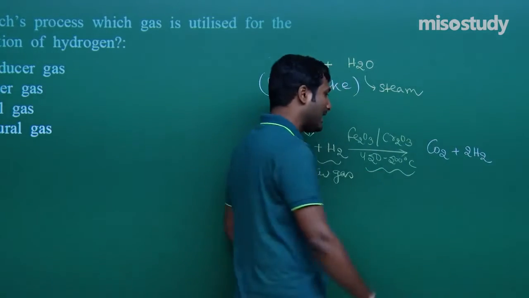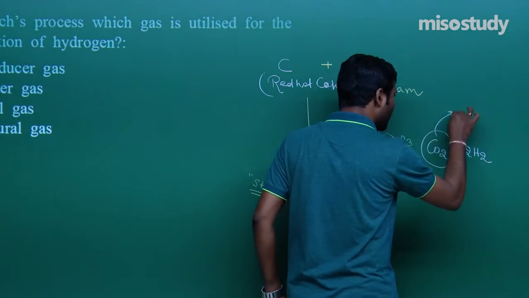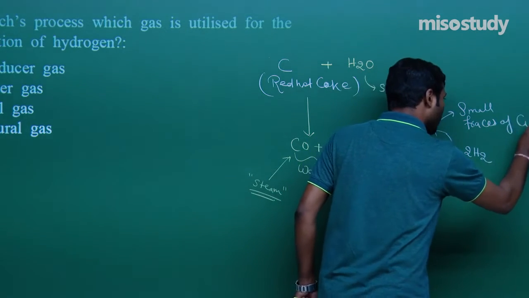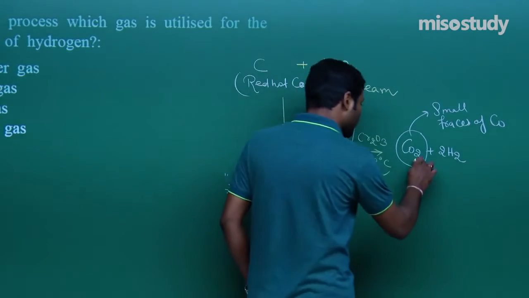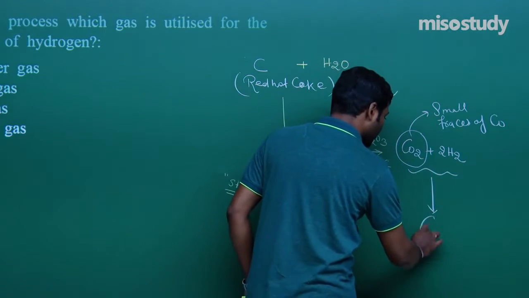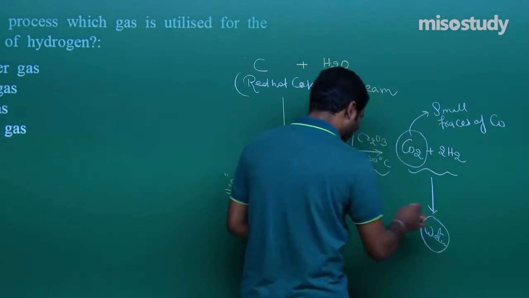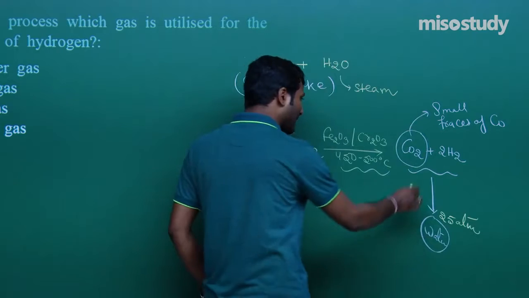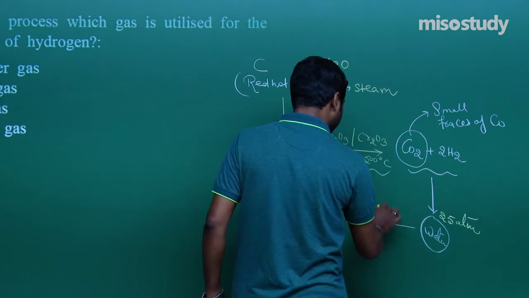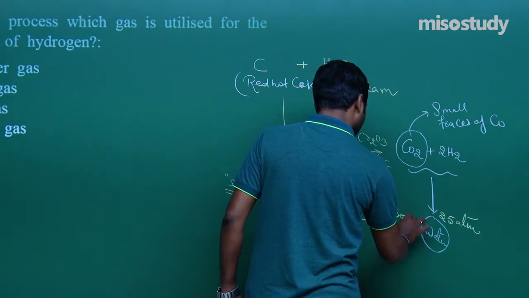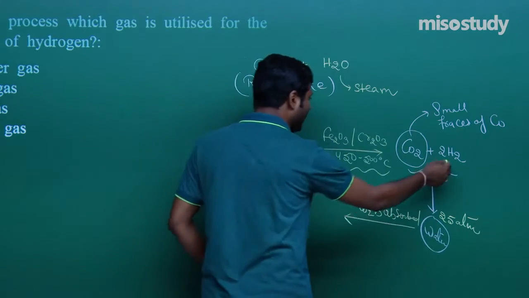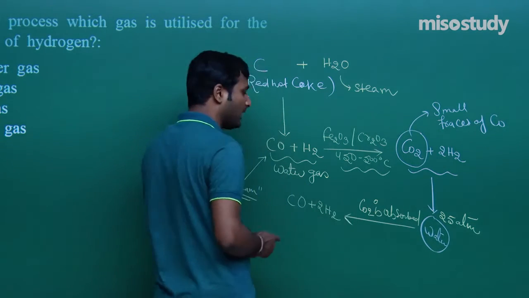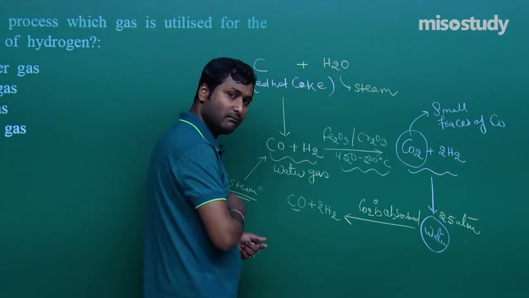This is hydrogen. And how to remove the impurities? It also contains small traces of carbon monoxide. Now, this mixture is treated with water again under a pressure of 25 atm. Then, friend, what will happen? This CO2 will be absorbed. Then it contains a small content of CO and hydrogen. Now how to remove this carbon monoxide?